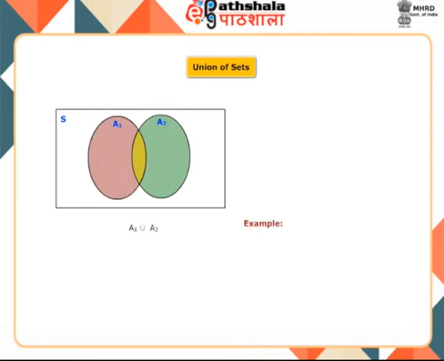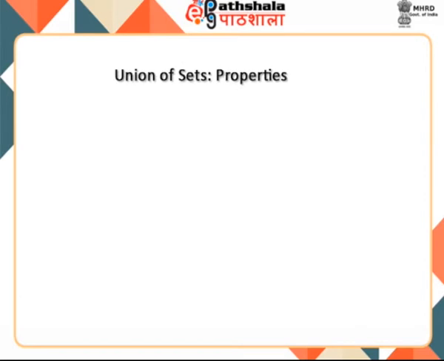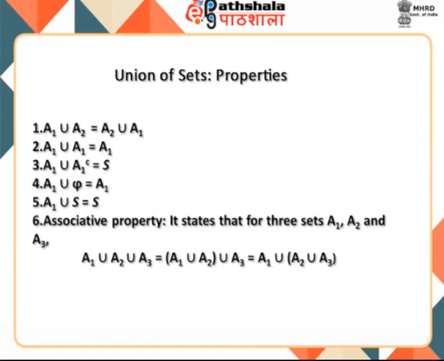Take, for example, the sets B1 = {1, 2, 3, 4, 5, 6} and B2 = {3, 6, 8, 10}. Then, the union of sets has the following properties.